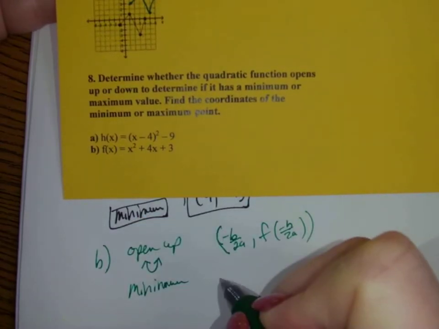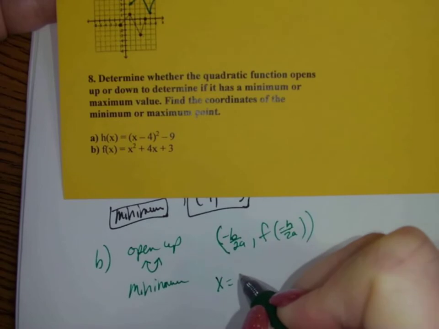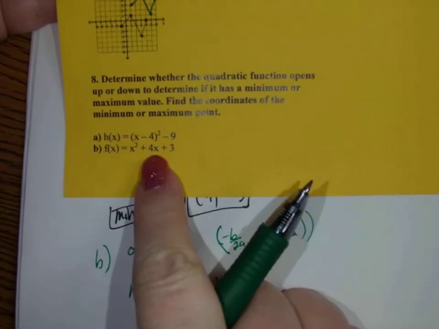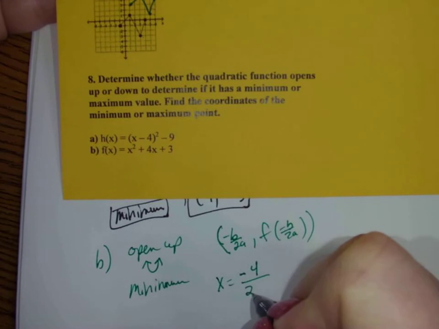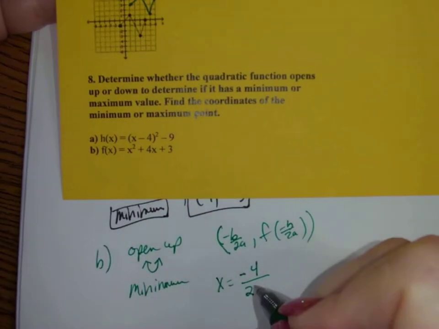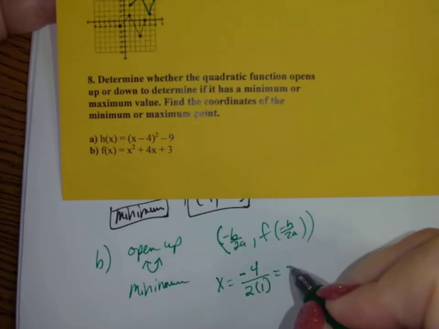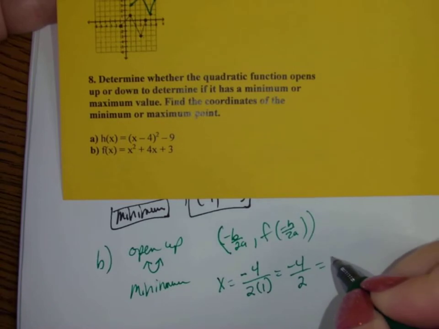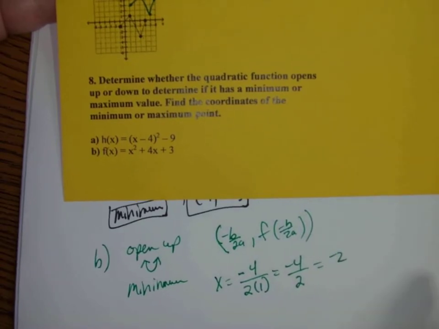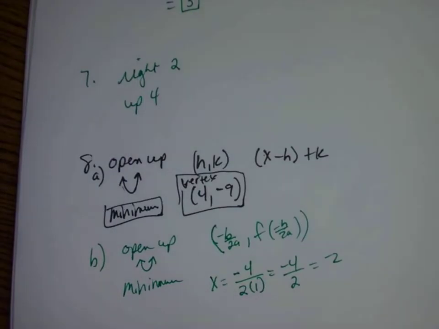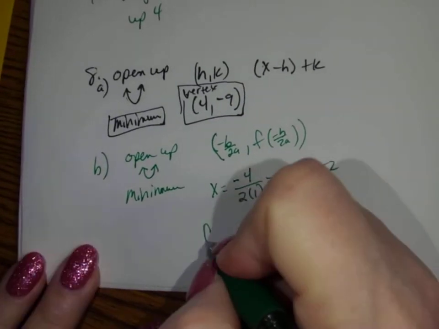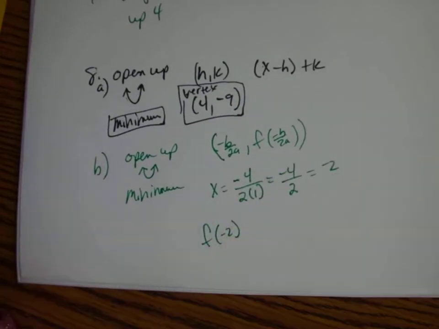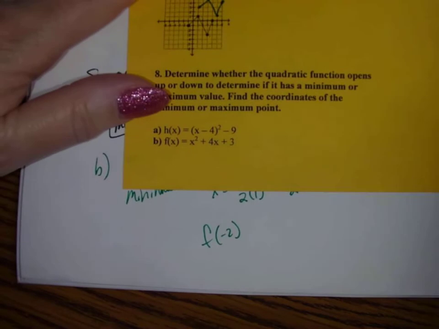So we've got our x value will be equal to the negative, b is positive 4, so negative of 4 over 2, and our a is 1. So that'll get us negative 4 over 2, which will be negative 2. Now what we have to do is find the function at negative 2. So f at negative 2, we're going to plug it into our function here.